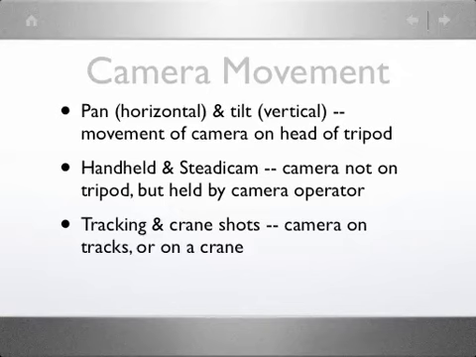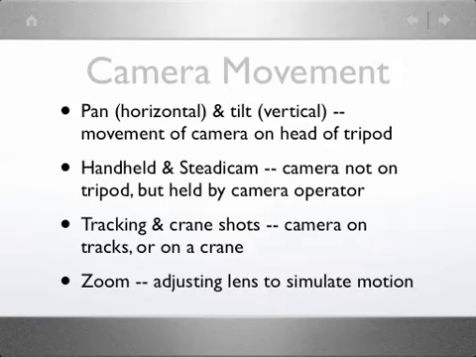A tracking shot is a more elaborate version of a pan in that the mobility of the camera is much greater than that possible just by panning the camera on the head of the tripod. And a crane shot is one in which there's a much greater degree of mobility in terms of the vertical movement of the camera, allowing the camera to go much higher and much lower than it would be able to just by using the head of the tripod.